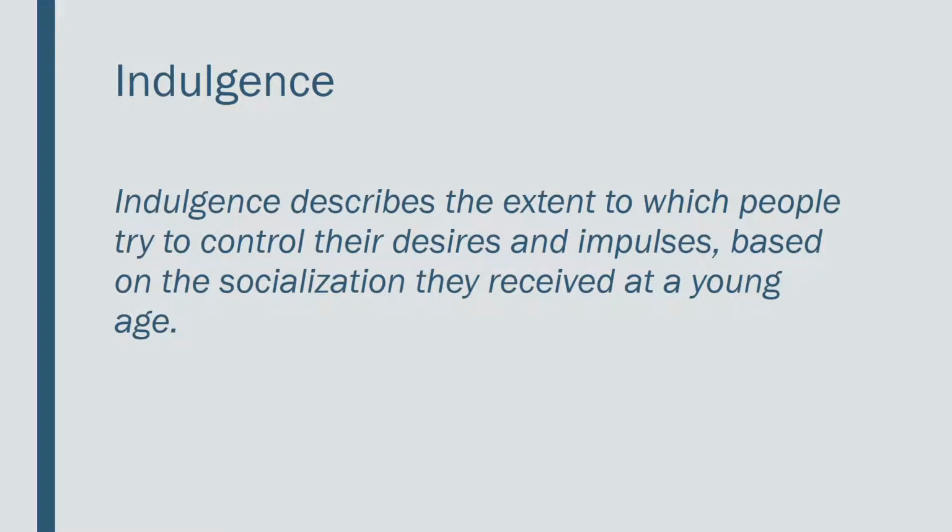The last of Hofstede's six cultural dimensions is indulgence versus restraint. Indulgence stands for a society that allows relatively free gratification of basic and natural human drives relating to enjoying life and having fun. Restraint stands for a society that suppresses gratification of needs and regulates it by means of strict social norms.